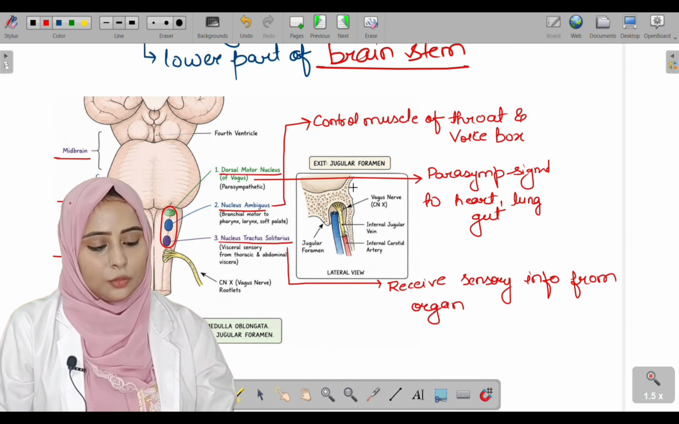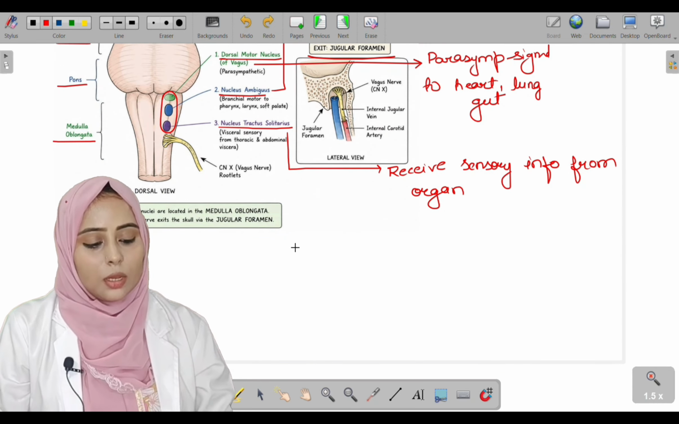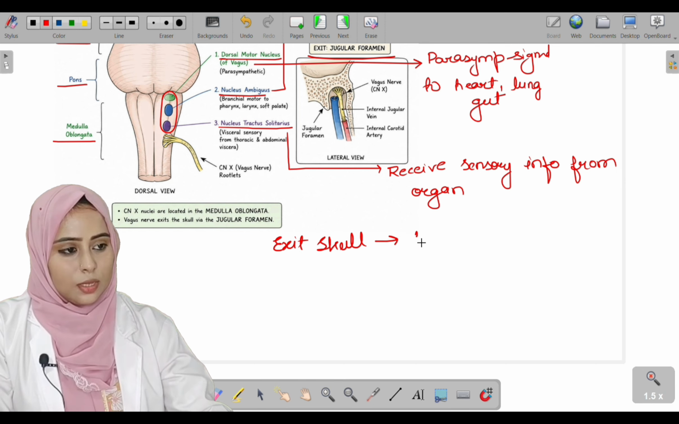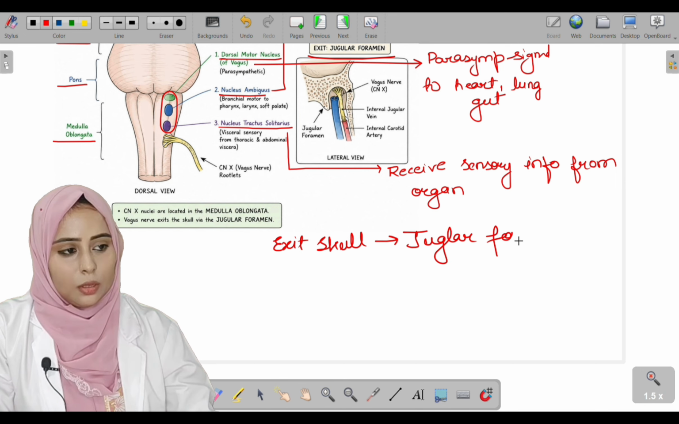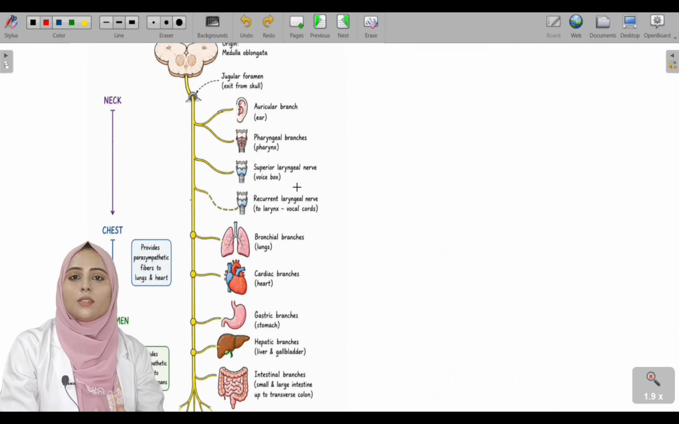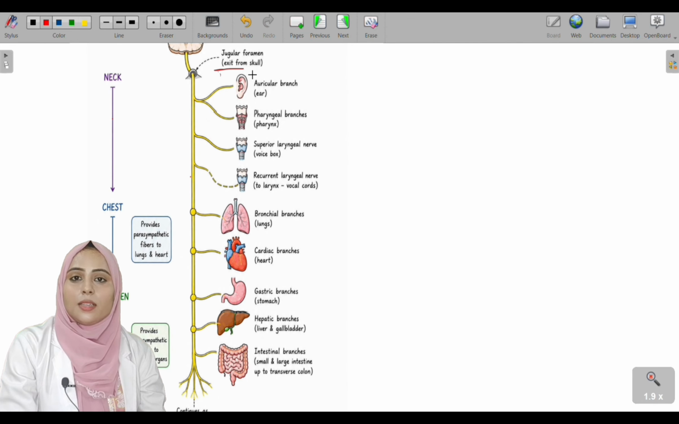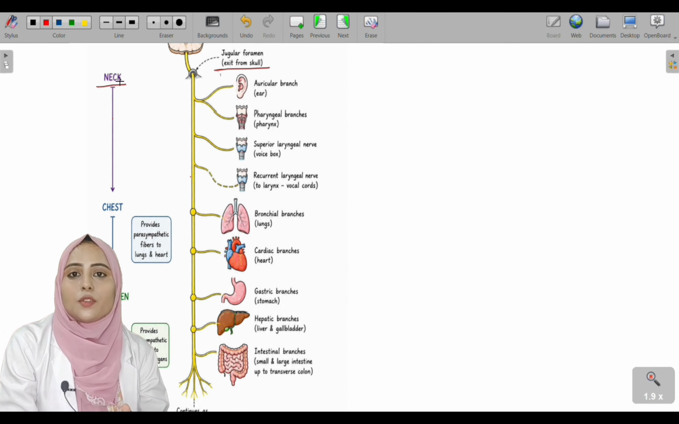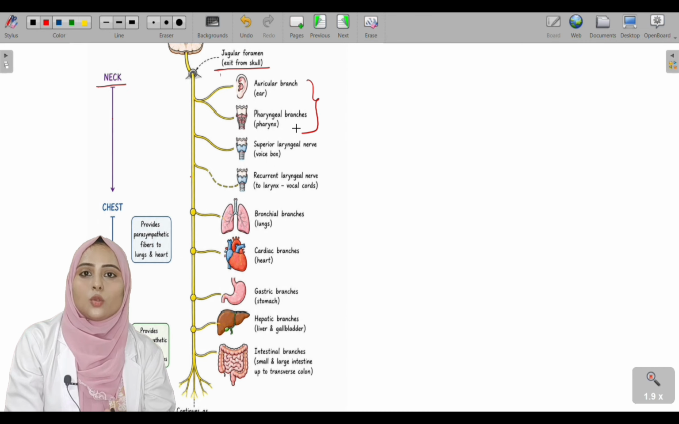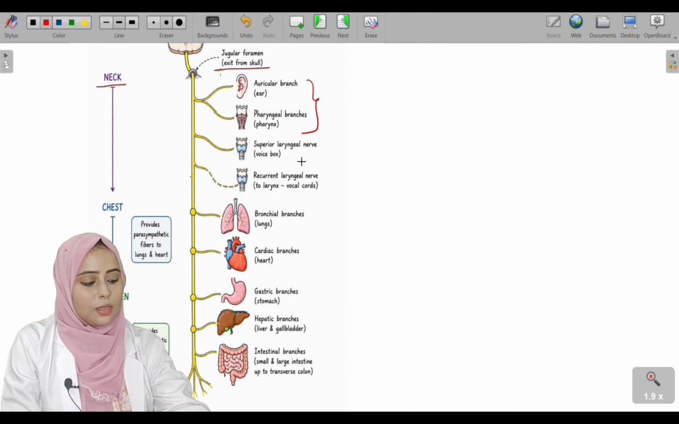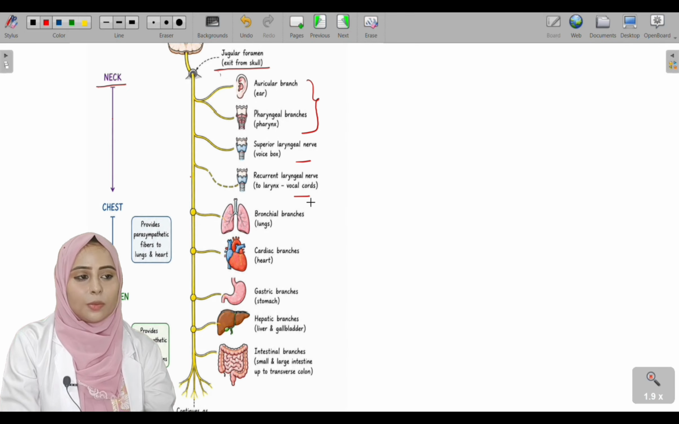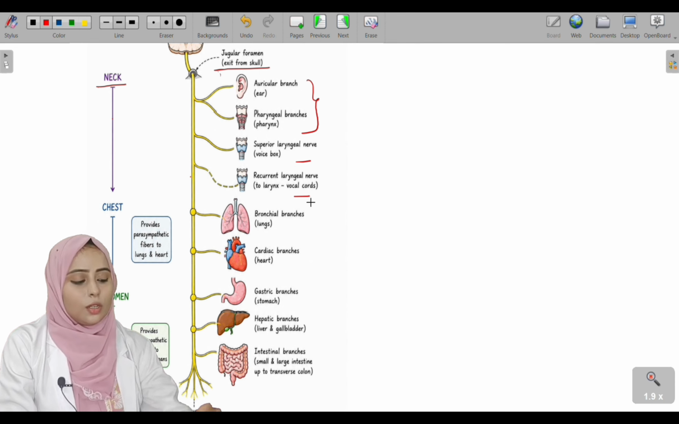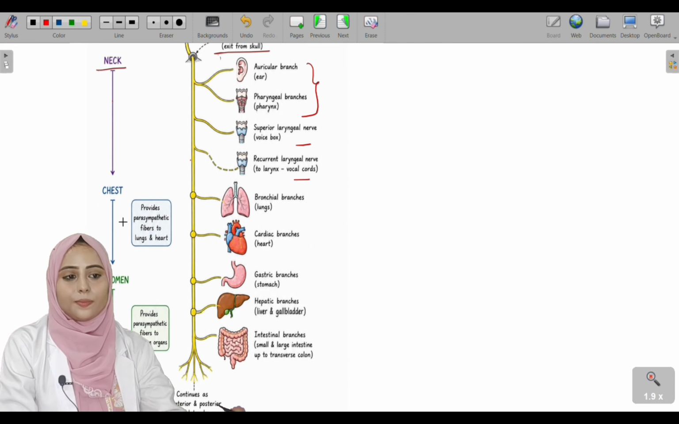Now after originating from these three nuclei, the vagus nerve exits the skull through the jugular foramen. As you can see in the picture, the jugular foramen shows the exit for the vagus nerve. Now let's trace its journey. As it exits the skull, it enters into the neck. In the neck, the vagus nerve gives three branches. The first branch is to the ear and to the pharynx, that is the auricular branch and pharyngeal branch. Second is the superior laryngeal nerve, and third is the recurrent laryngeal nerve to the voice box and larynx.